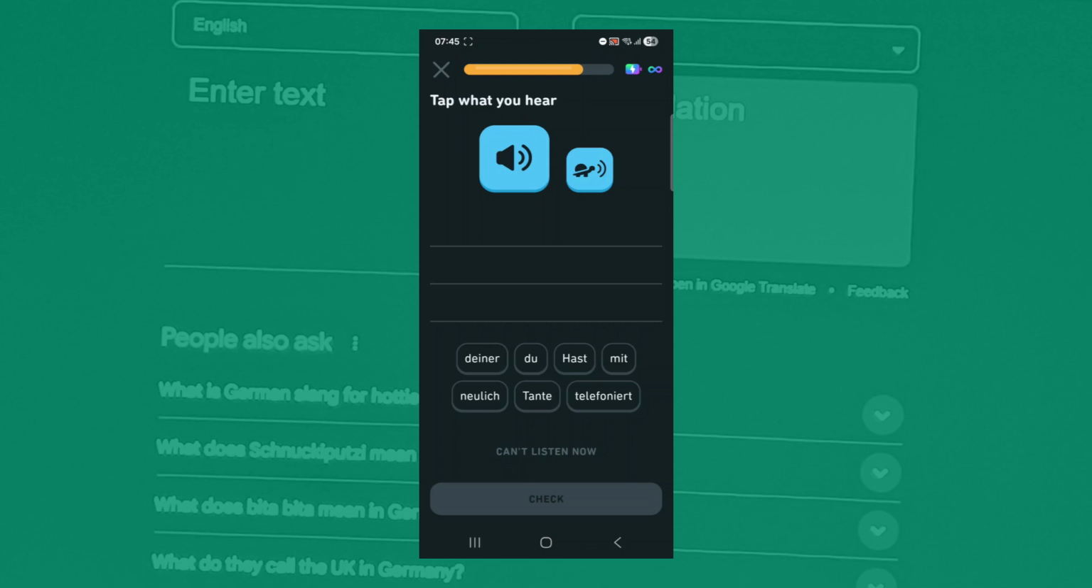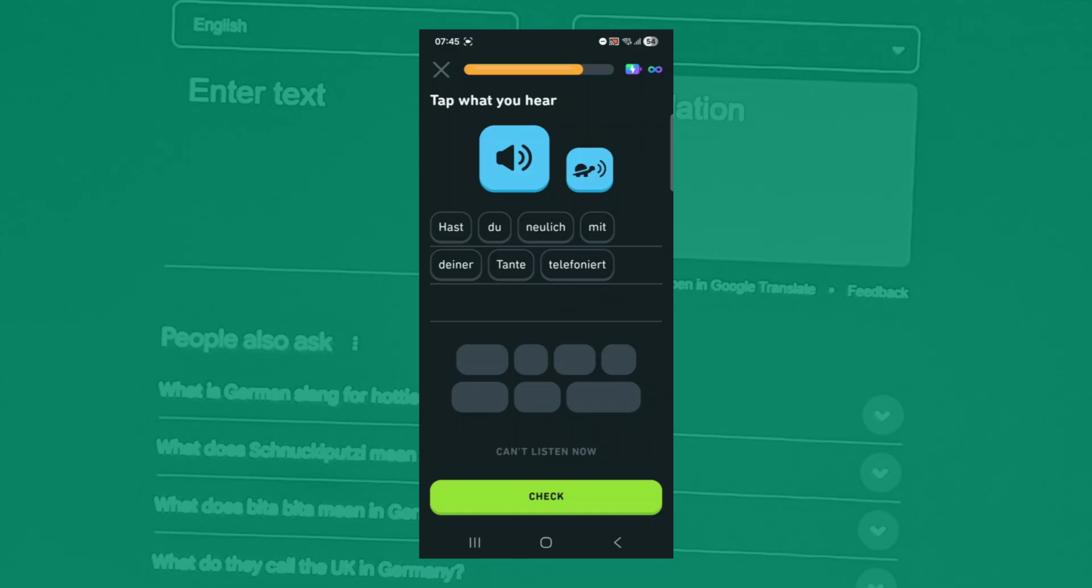Hast du neulich mit deiner Tante telefoniert?